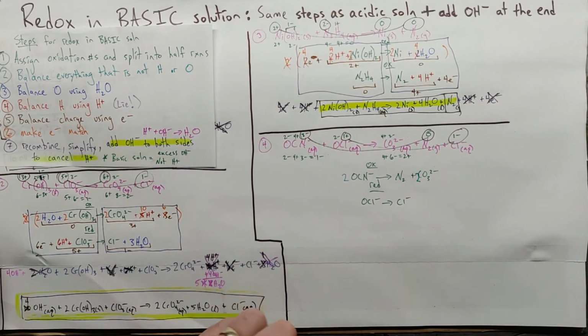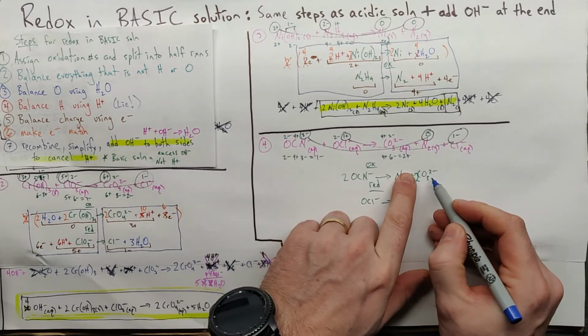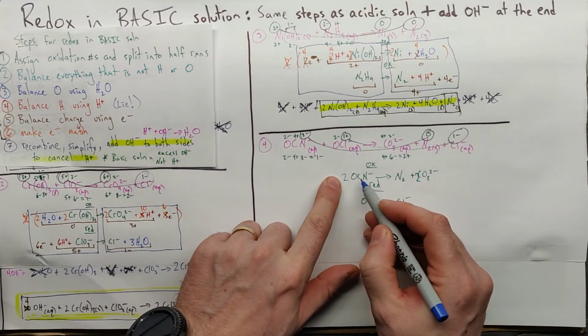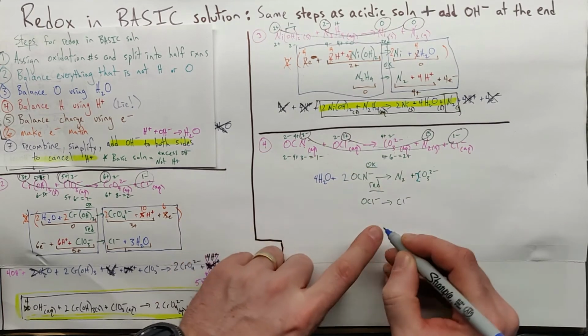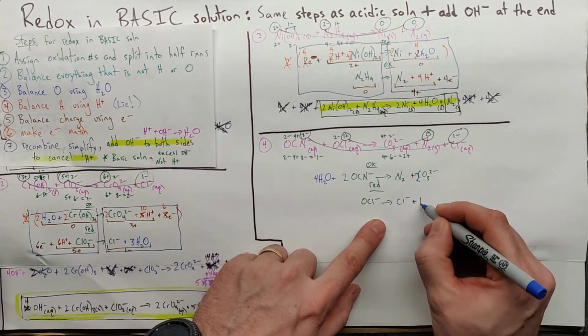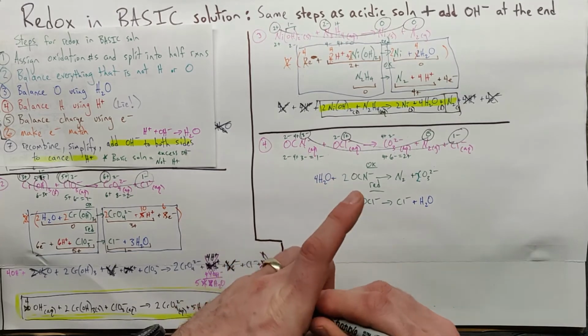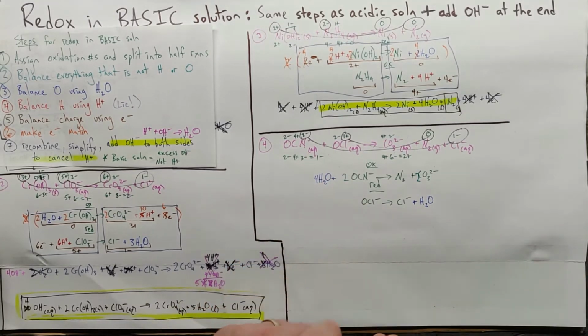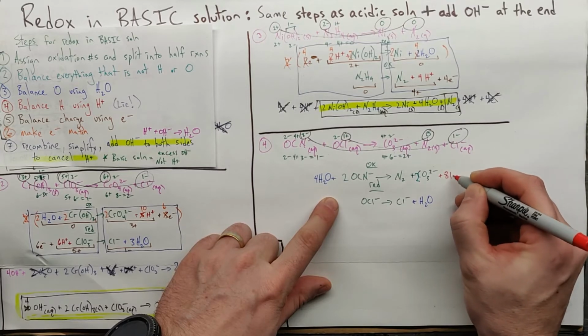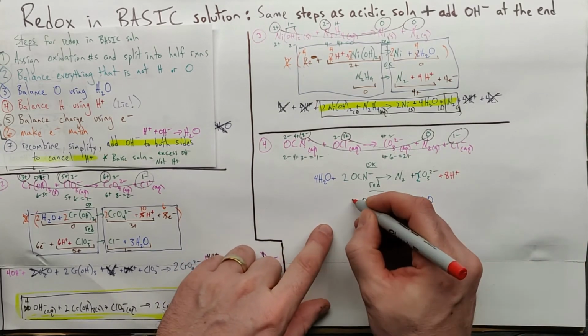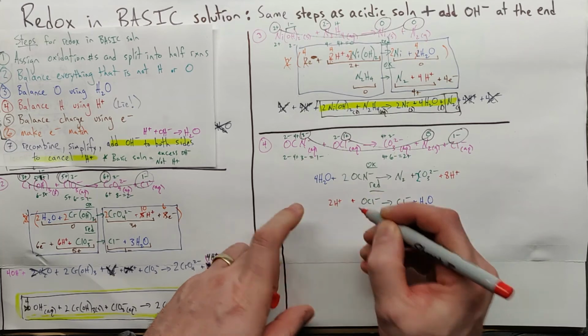To balancing oxygens using water. On this side, I have 6 oxygens. On this side, I have 2 oxygens. So I'm going to need 4 waters to fix that. On this side, 1 oxygen. On this side, none. I'll need 1 water to make that work. We're going to lie and put some hydrogen ions in there. I've got 8 on this side, so I'm going to need 8 on this side. I've got 2 on this side, so I'm going to need 2 on this side.